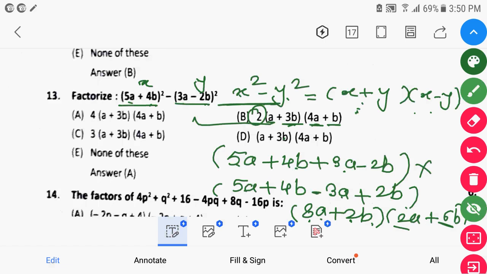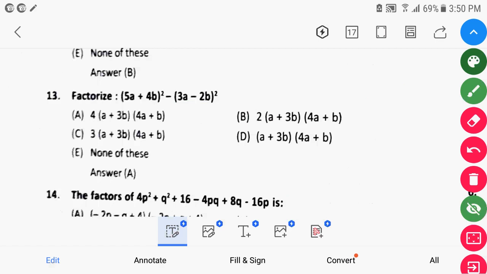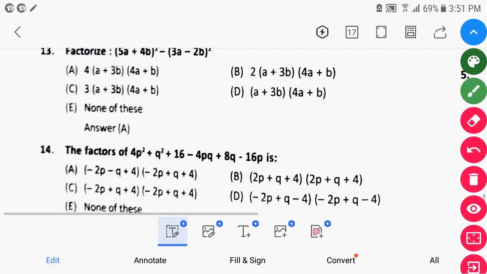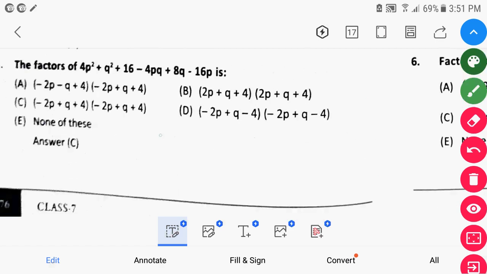Something went wrong, I think. Okay, but you have to solve like this only. We can take out 2 only, not 4. Just check once.